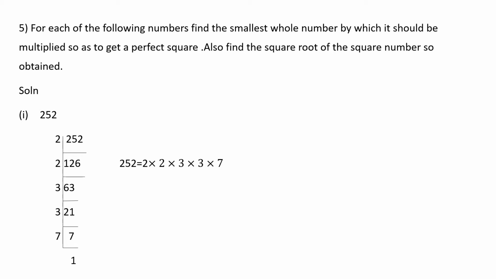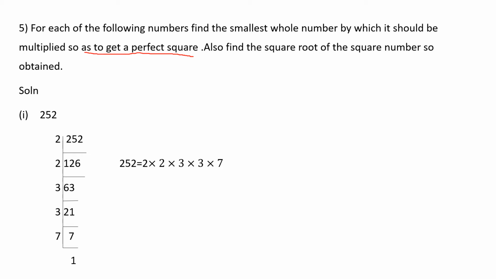For each of the following numbers, find the smallest whole number by which it should be multiplied so as to get a perfect square. So what do you understand from this question? Here the given number is not a perfect square. We want to find the perfect square. So with 252, when you multiply one number, any whole number, which starts from 0, 1, 2, 3, and goes on, any one smallest number, when you multiply the given number, you will be getting a perfect square.